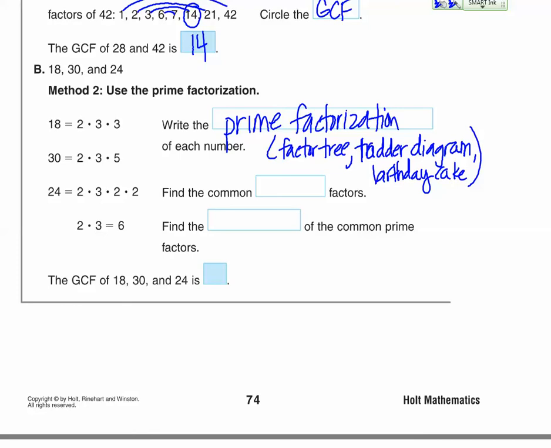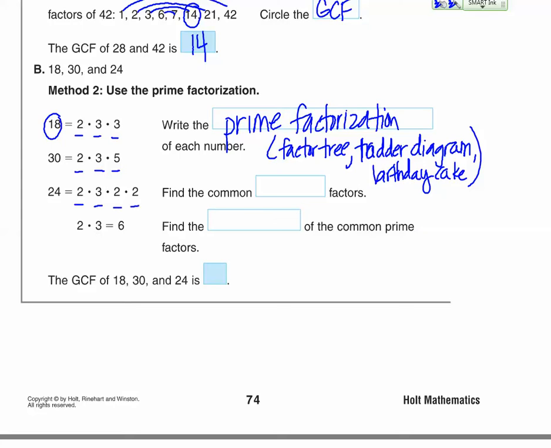So find the prime factorization of each number, and I'm not going to take the time to do that, but if I did 18, I would get 2 times 3 times 3. Reminder to you that prime factorization is when you break down these composite numbers into prime numbers that can be multiplied together to get that product. So in other words, 2 times 3 is 6. 6 times 3 would give us 18. Do the same thing for 30. You would get 2 times 3 times 5. And again, these are all prime numbers. 24 can be broken down by doing 2 times 3 times 2 times 2.